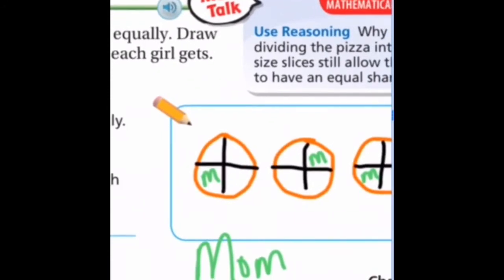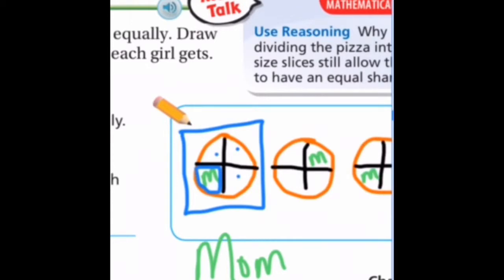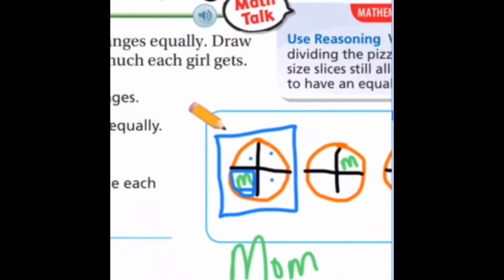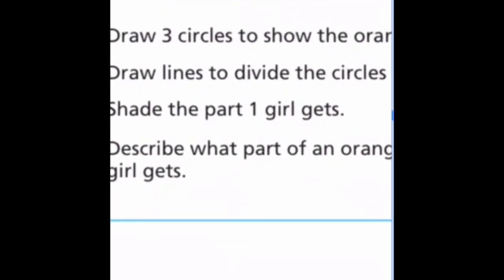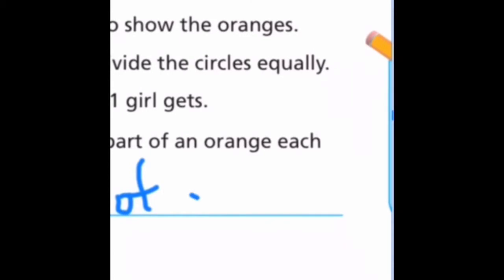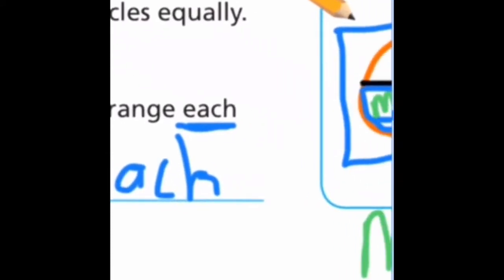So I'm going to look at one orange. I'm going to highlight it kind of here. And my mom gets 1 part out of a total of 1, 2, 3, 4. She gets 1/4 of an orange. 1/4 of each orange. She gets 1/4 of each. That's right here, right? Of each orange.